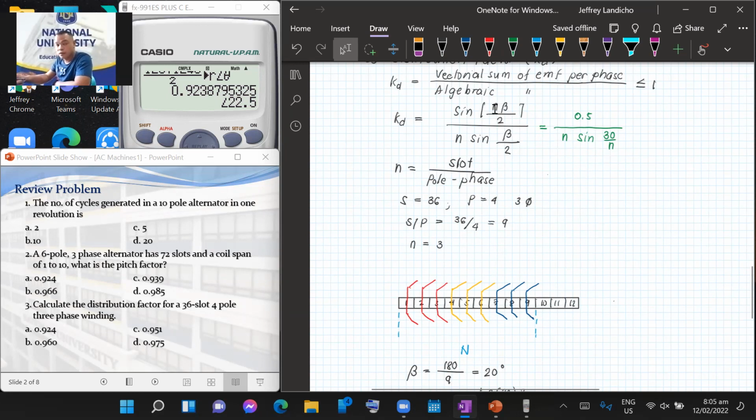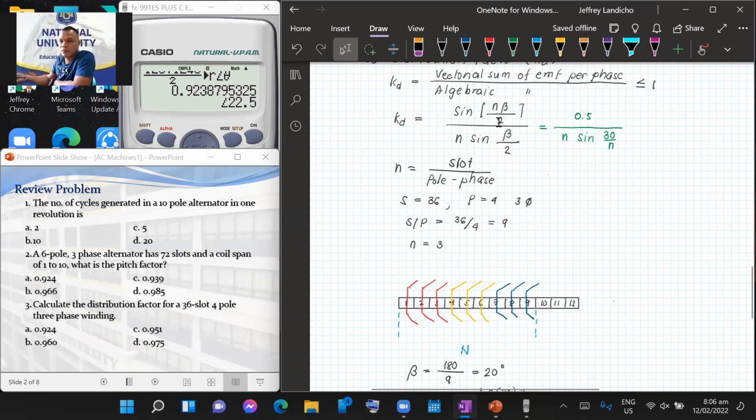Kasi itong number of coil group or the slots per pole per phase multiplied by beta over 2 for 3 phase, this is always equal to what? This is always equal to 30 degree. So meron lang naman tayong distribution factor pagka 3 phase, pagka single phase, so distribution factor automatic, that is 1. Ibig sabihin, hindi siya distributed, instead concentrated lang kasi isa lang naman yung ating coil, that is only coil A or coil B or coil C. For single phase, automatic distribution factor is 1. Pero for 3 phase, so it should be less than 1.